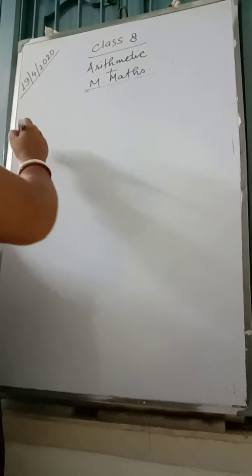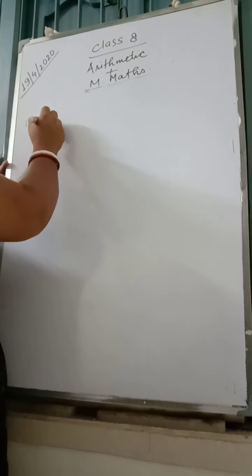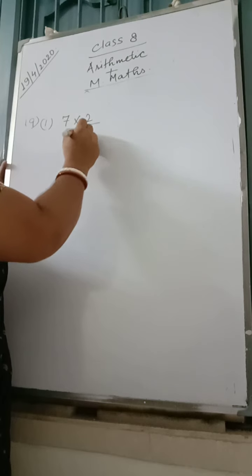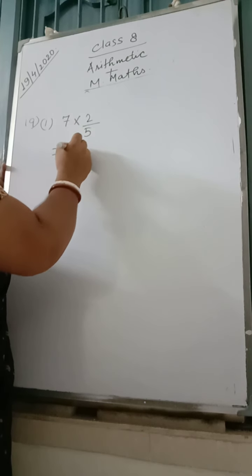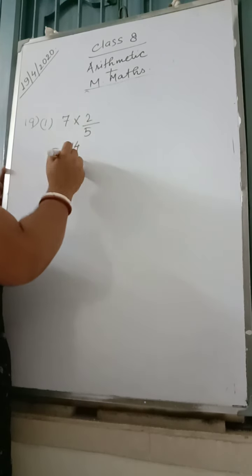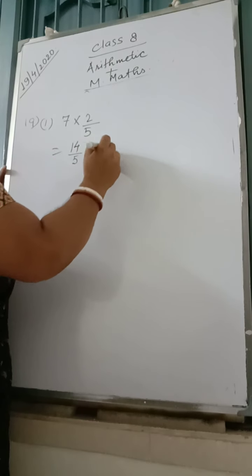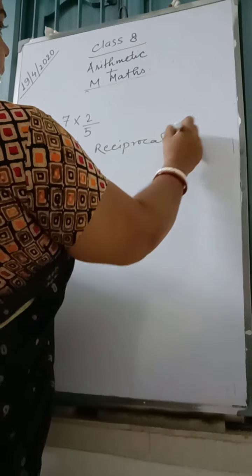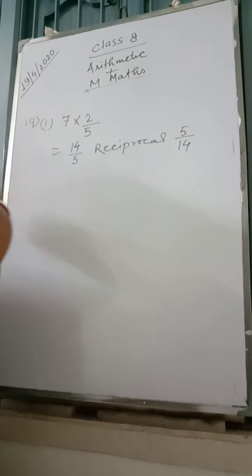Just look at your 19(1). It is given 7 into 2 by 5. So nothing is reducing. So 7 2s are 14 by 5. Reciprocal will be 5 by 14. Is it?